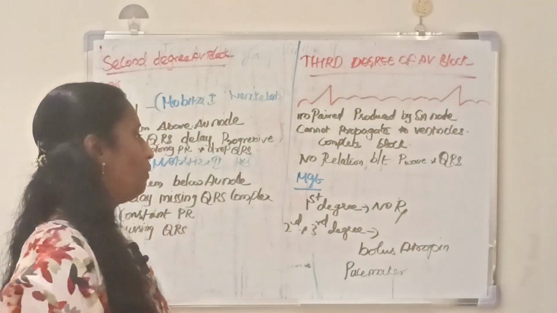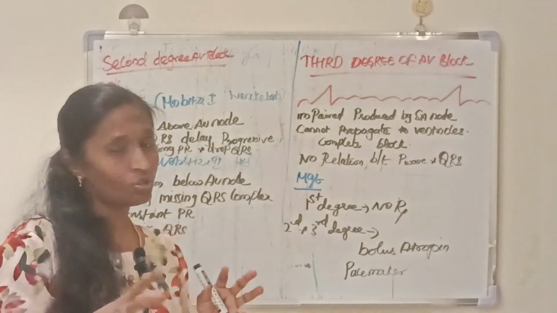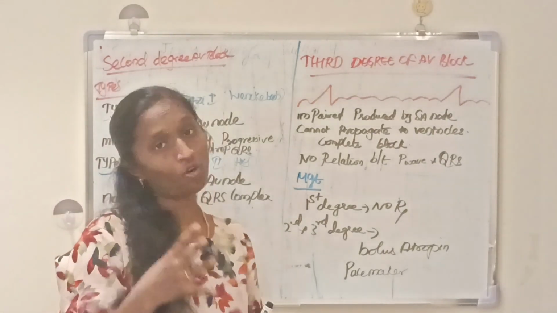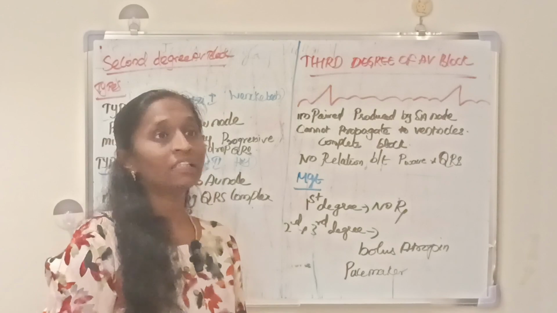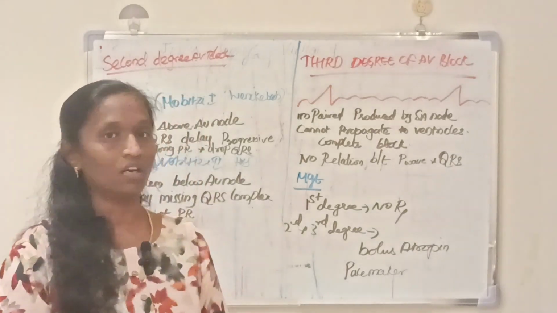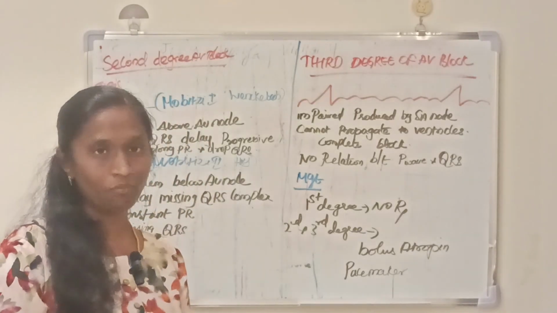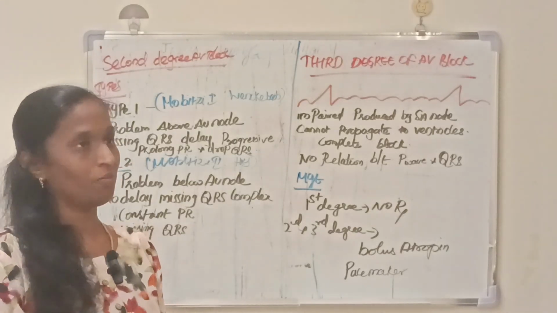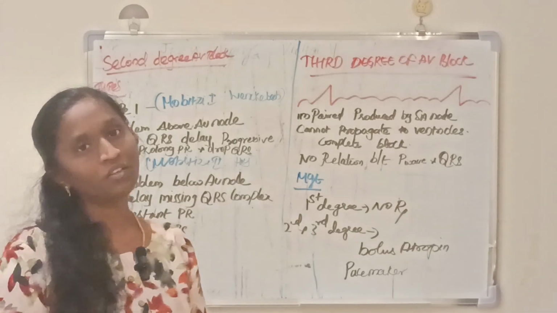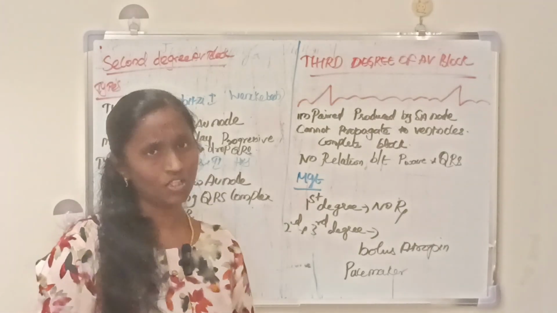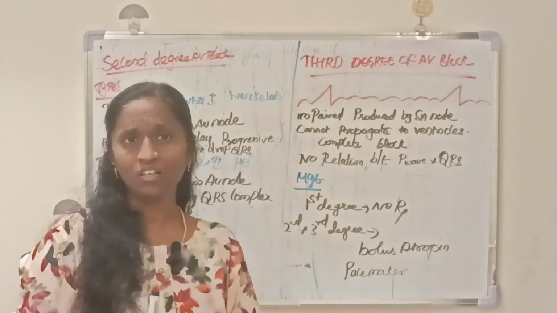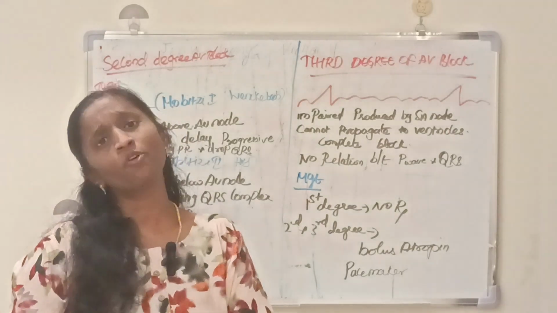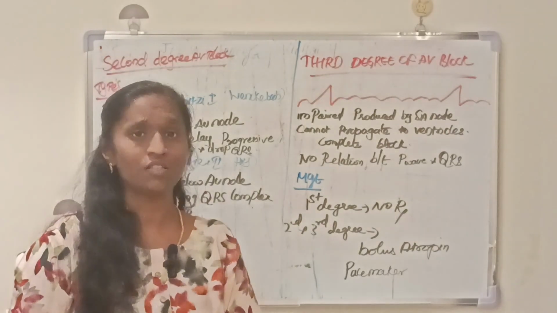When you come to management, if it is first degree AV block, there is no management. For second degree AV block, we have to administer bolus atropine or atropine therapy, and then go with the placement of a pacemaker. Under heart block, we have first degree, second degree and third degree AV block. With this, we are completing the ECG. We have seen the placement of leads, rhythm, rate, and the abnormal waveforms we can see in the ECG strips.